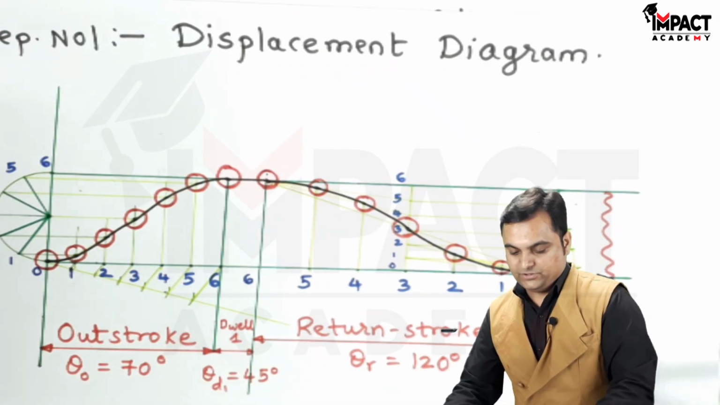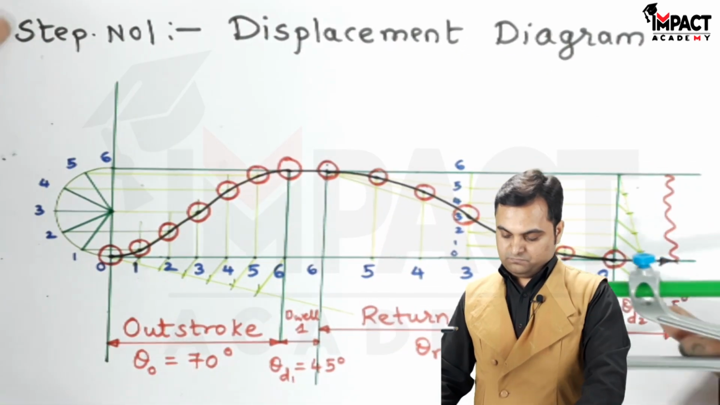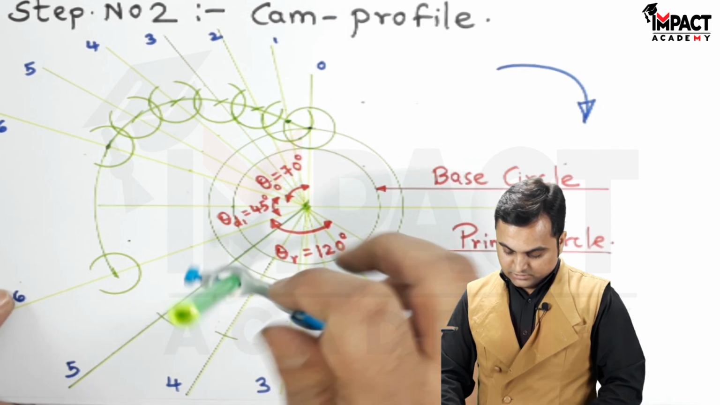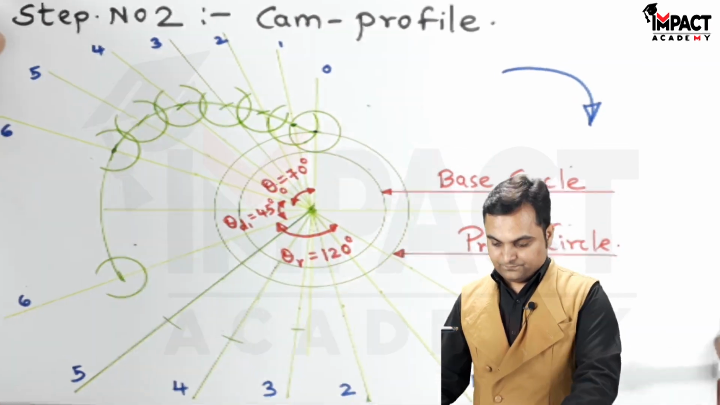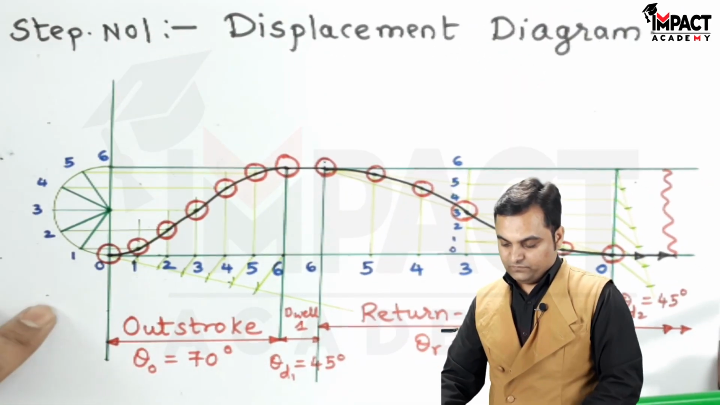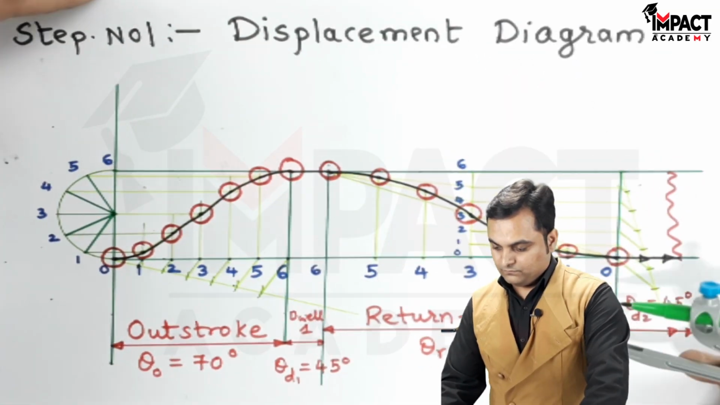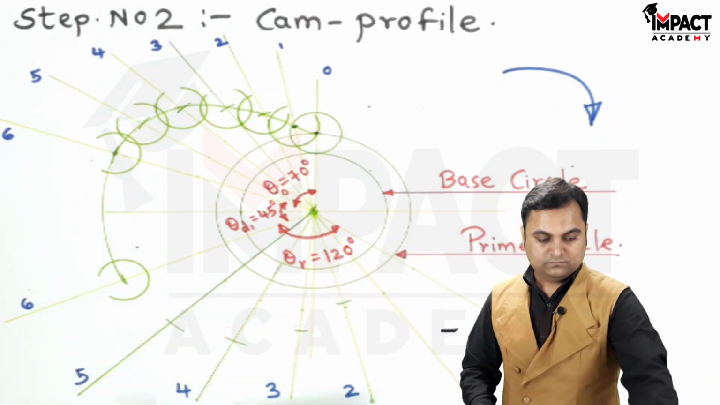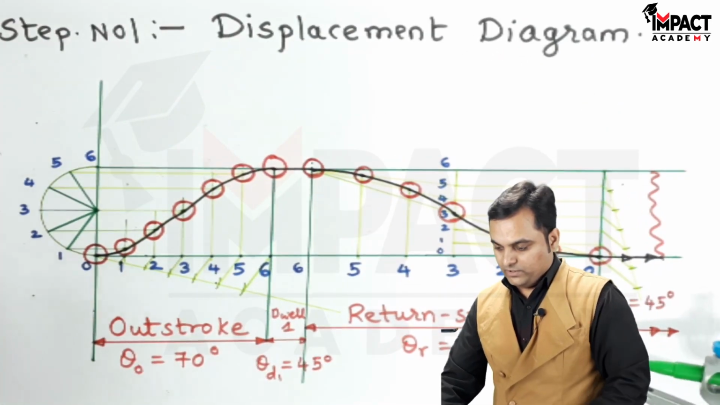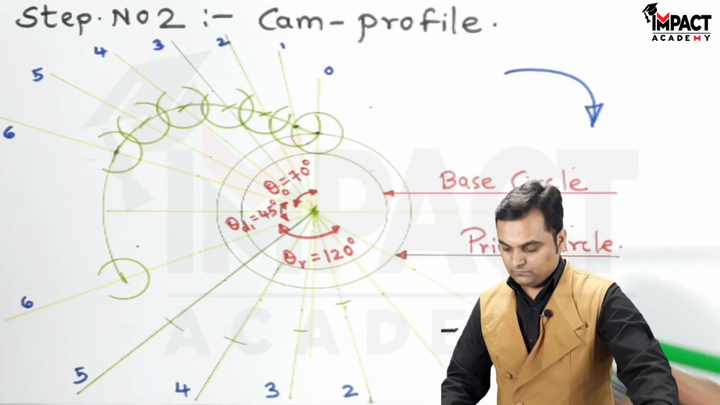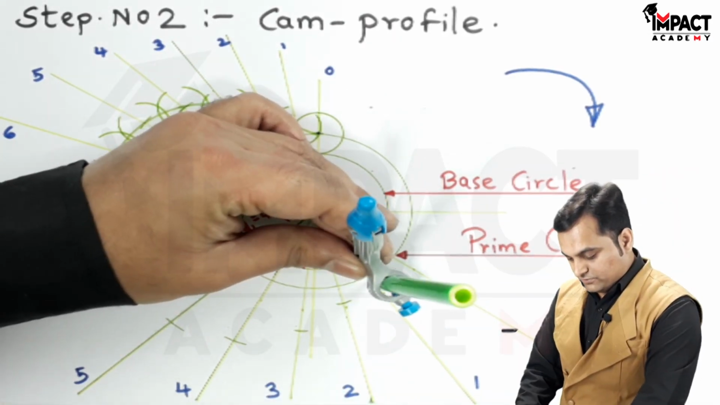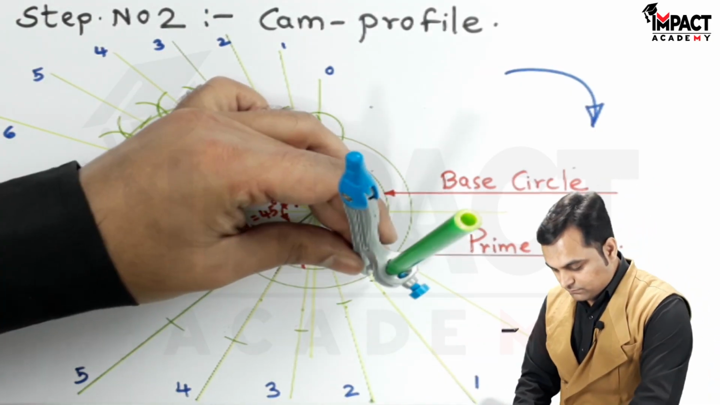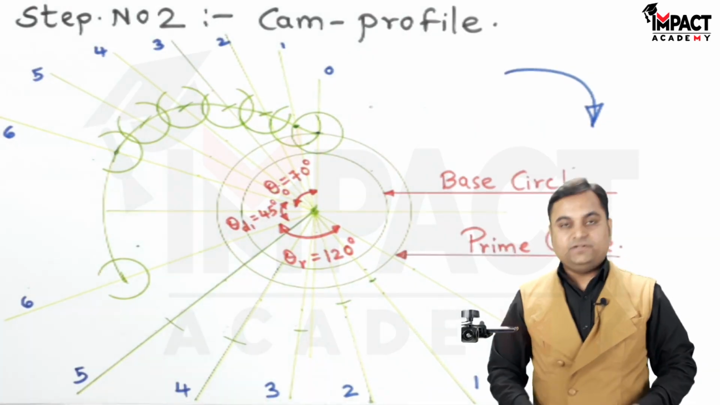Then for point 3, in order, keeping on the prime circle, cutting the third division. For point second, and at last for point 1, keeping on the first division. Here I am getting the center.